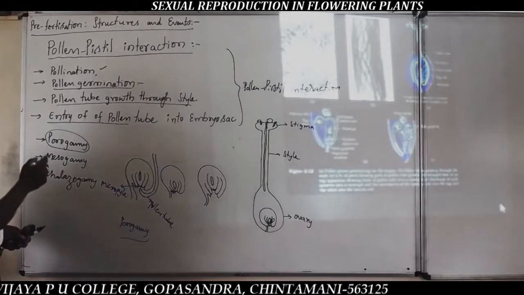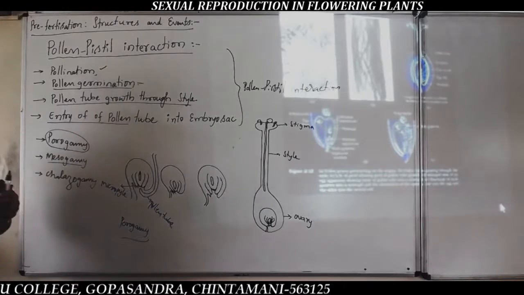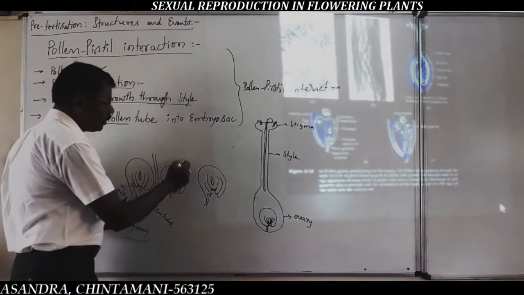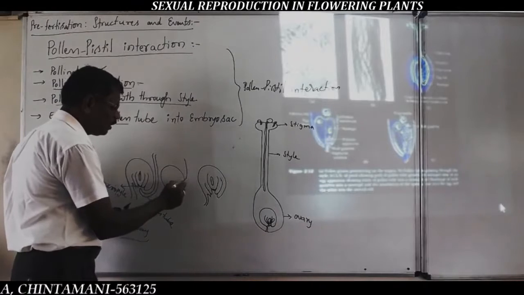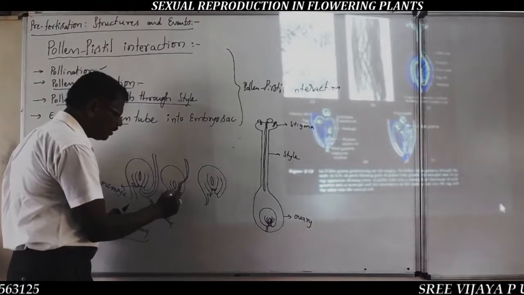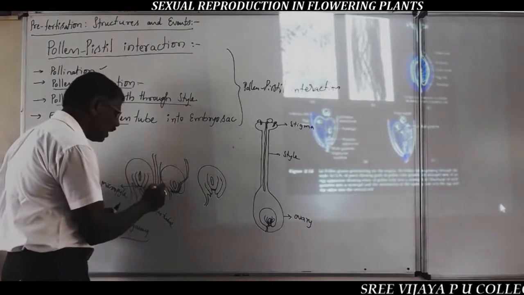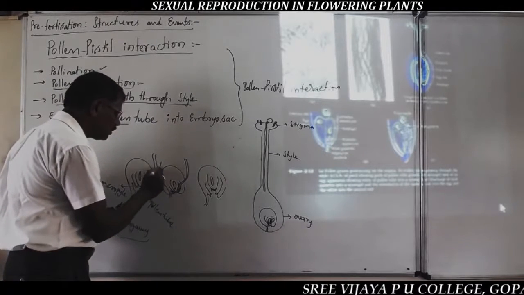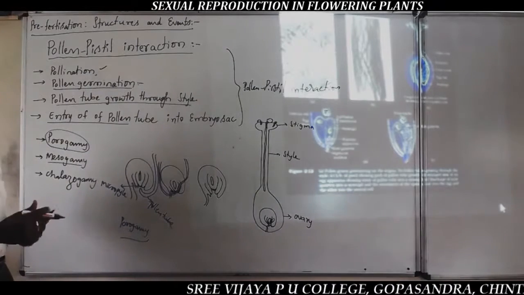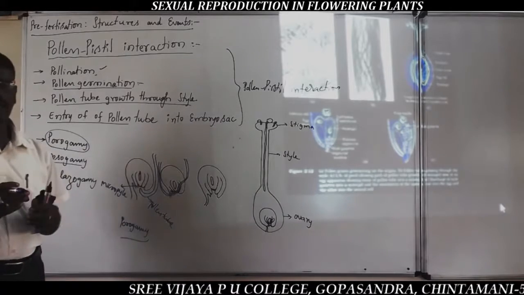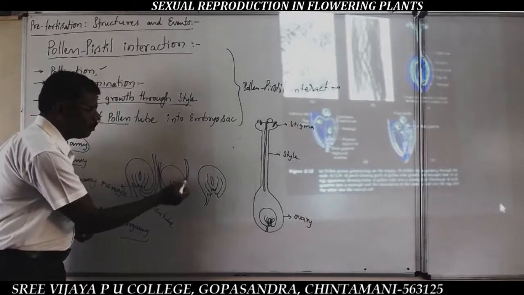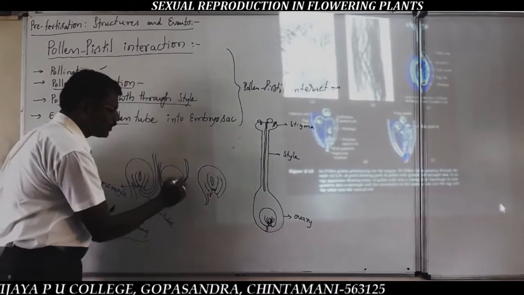The second one is mesogamy. Mesogamy is where the pollen tube enters the embryo sac either through the integuments or through the funicle. But once again they enter along through the micropylar region. These pollen tubes enter through the integuments.